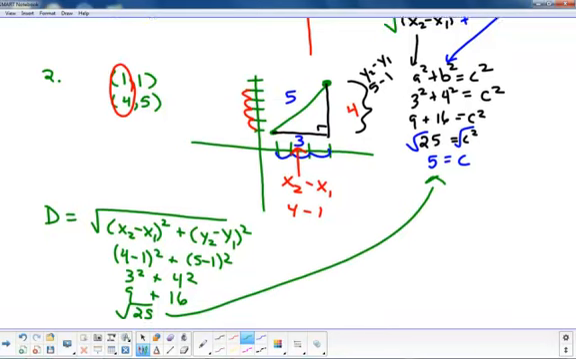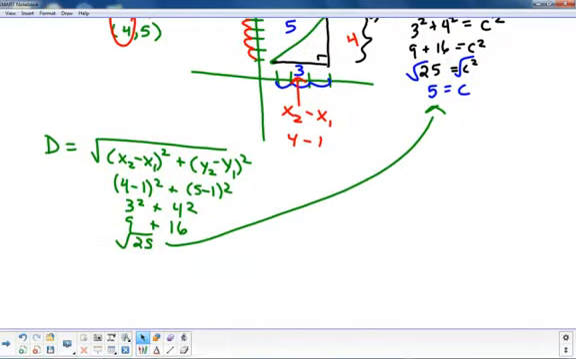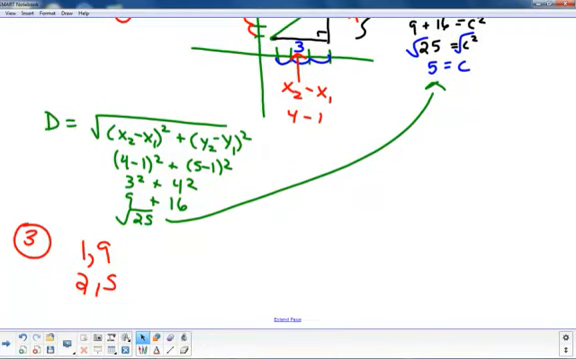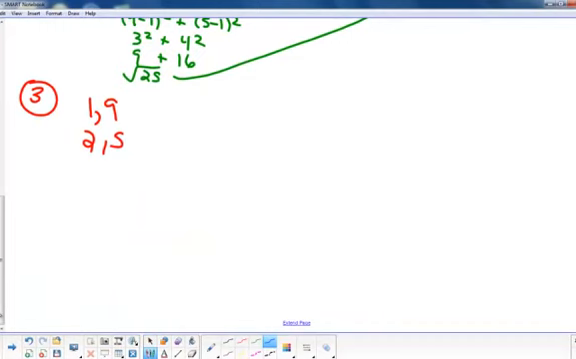So let's do one more problem like this. I'm going to give you 2 points. This time you don't really need to plot it. We'll call this 3, even though this is really no number 3 in your book. 1, 9 and 2, 5. So this is our x1, y1. This is our x2, y2.